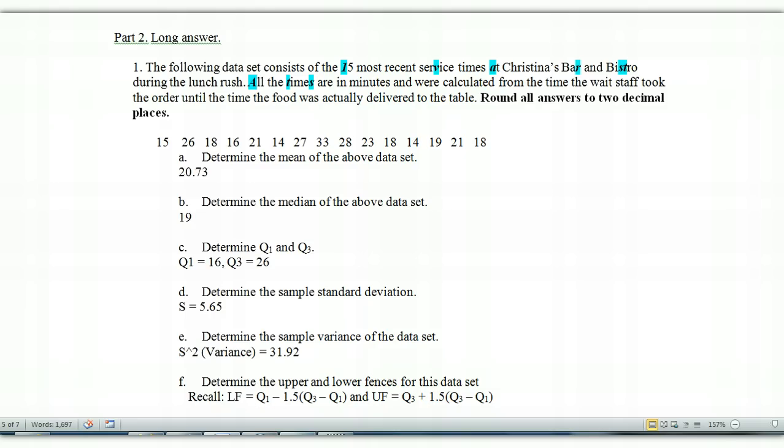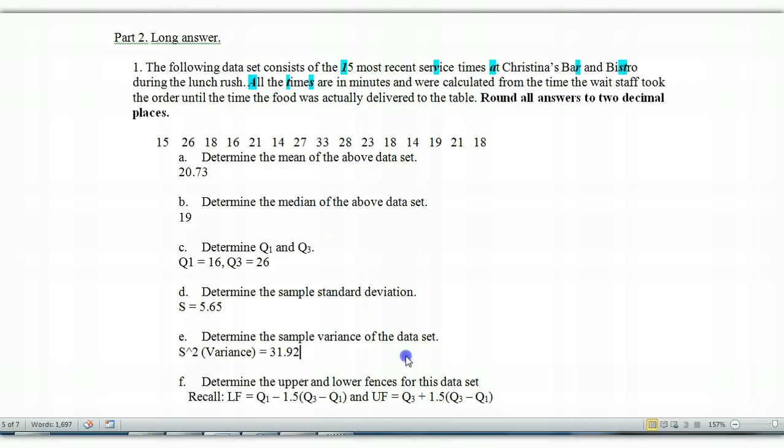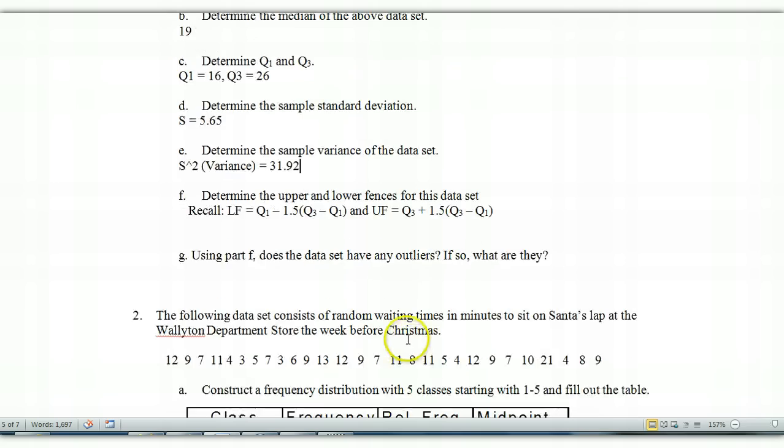If you had used more of these numbers, like 5.650115886, and you actually wrote it all out and squared that, you might get something that rounded differently. These both round exactly the same because of that 0 right there. But if you got something that rounded differently, like say this for some reason would have been 31.93 after we rounded it, then you'd still be given credit. So it's okay to just square your answer for the sample standard deviation if you're asked for the variance.